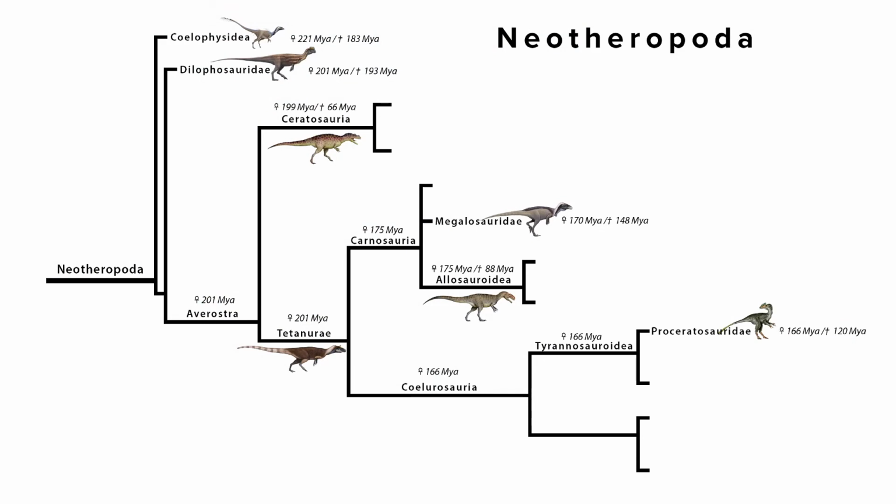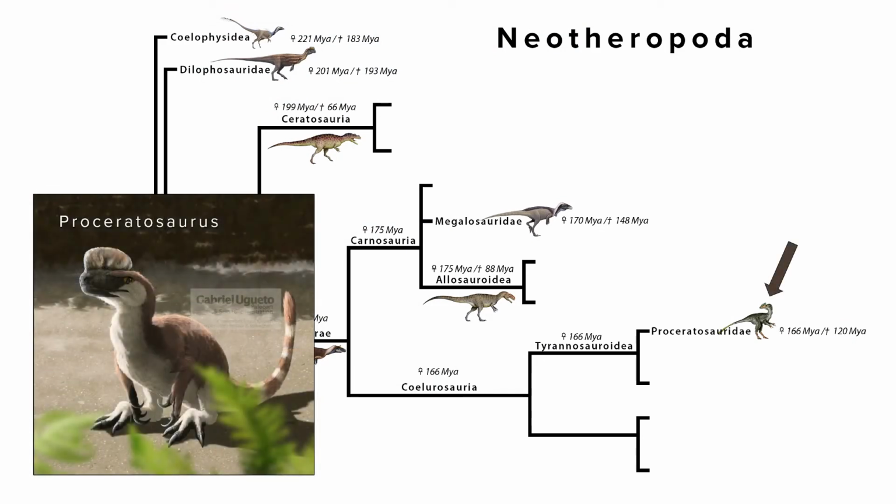You can see them on the family tree here. This group, Proceratosauridae, is actually not the one that will lead directly to the T-Rex. They are the cousins of the T-Rex. It's this other group that will lead directly to it, but they are its earliest relatives in the mega group called Tyrannosauroidea. So that from now on, we will be talking more about tyrannosaurs.